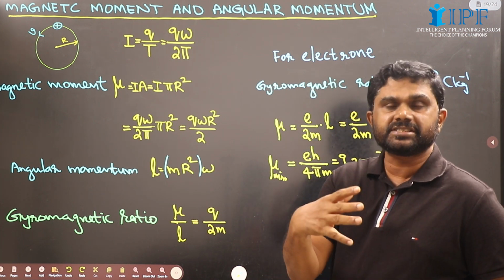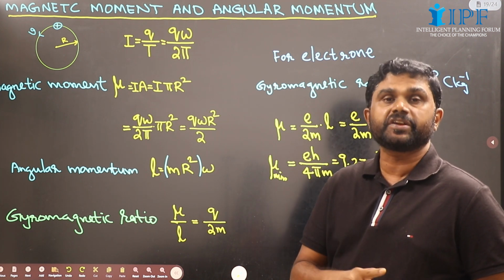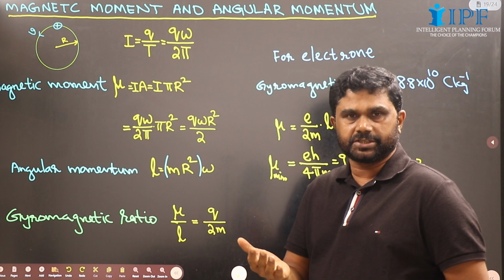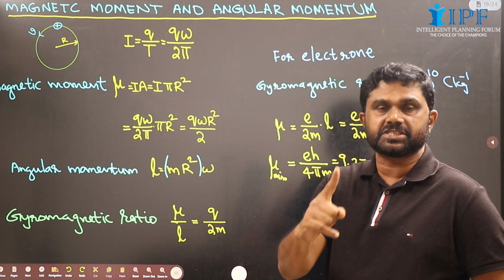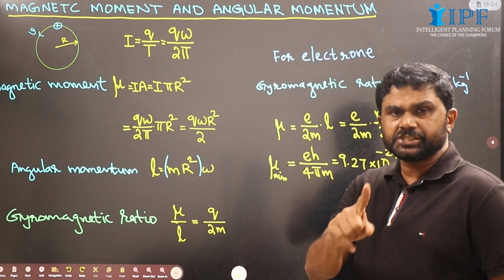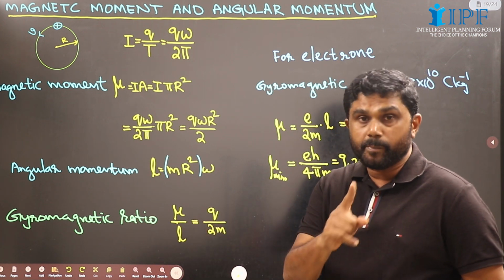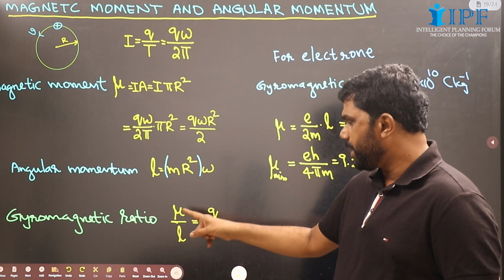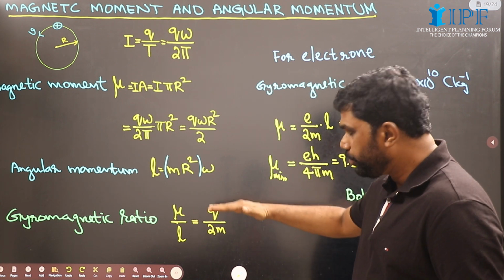Then what is the angular momentum of the particle? It is moment of inertia into angular velocity. Moment of inertia of a point object is mass into square of its distance from the axis. So it will be m r square omega. The ratio of the magnetic moment to the angular momentum is called the gyromagnetic ratio. So magnetic moment mu divided by angular momentum L is equal to q divided by 2m.